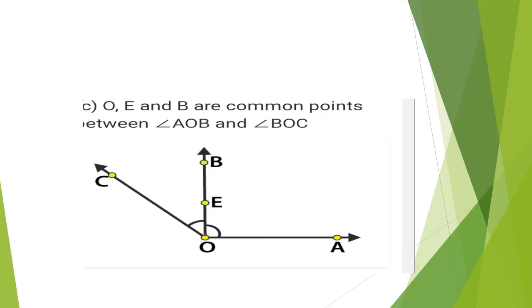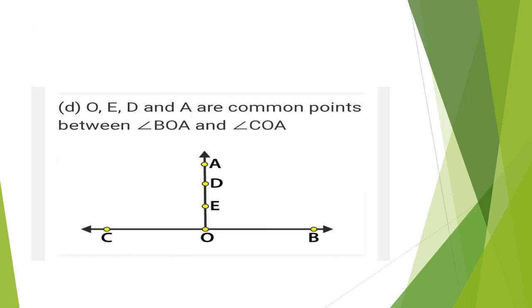Question number C. 3 points in common. So here angle AOB and BOC are two angles. They have 3 points in common, B, E and O. 4 points in common. Angle BOA and angle COA are two angles. They have 4 points in common, A, D, E and O.